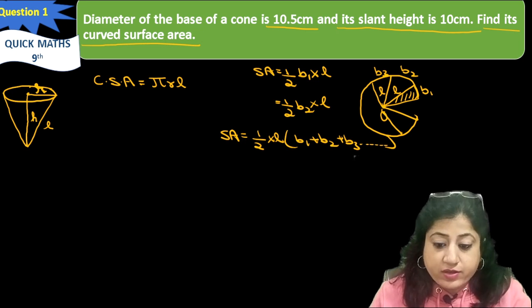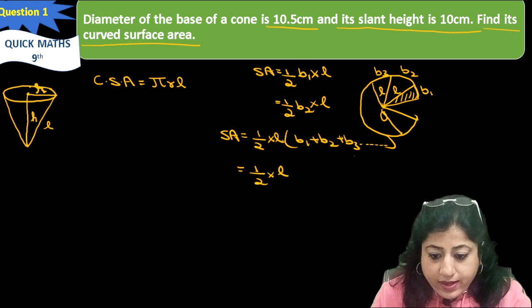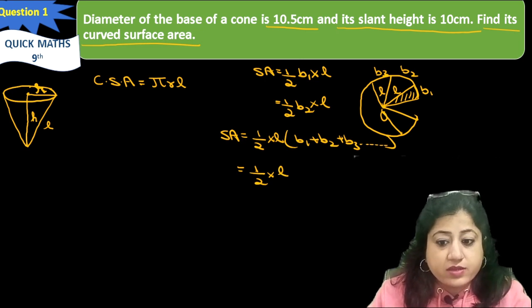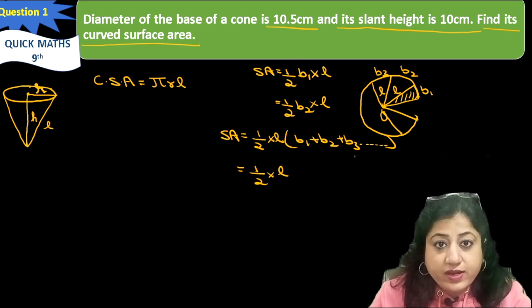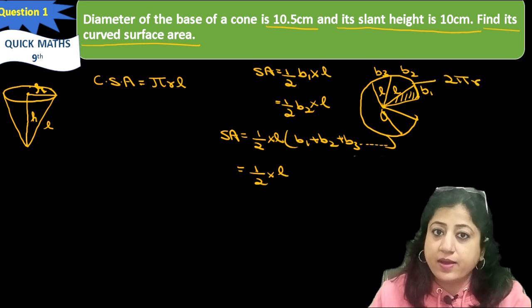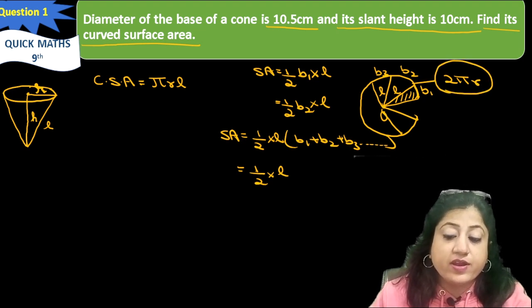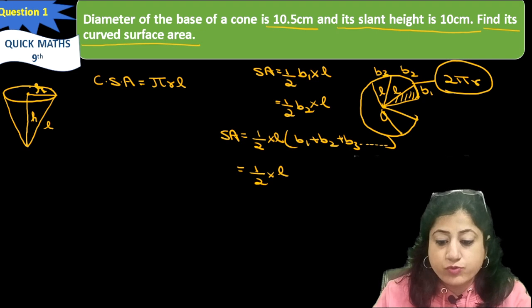तो bases are different, so we will add them. So it will be half into L. If we look at the bases, then the complete base will create the circumference. जो ये bases हैं, जब ये add करेंगे हम, when we add all these bases, then it will create a circumference. And what is the value of circumference? It is 2 pi r.